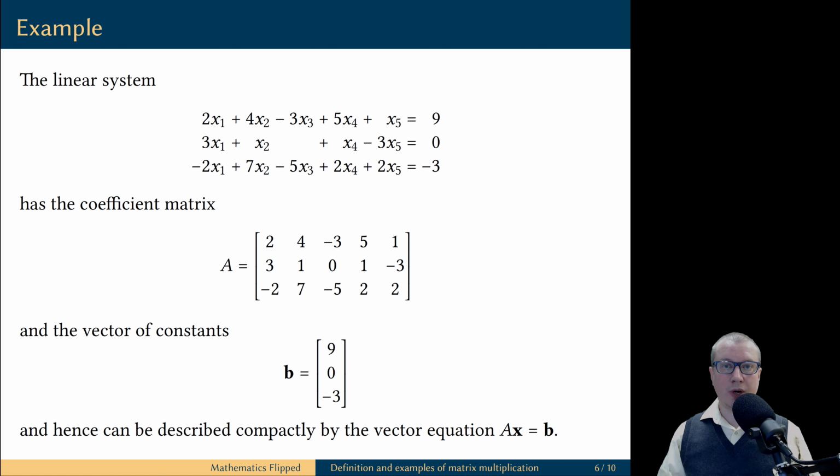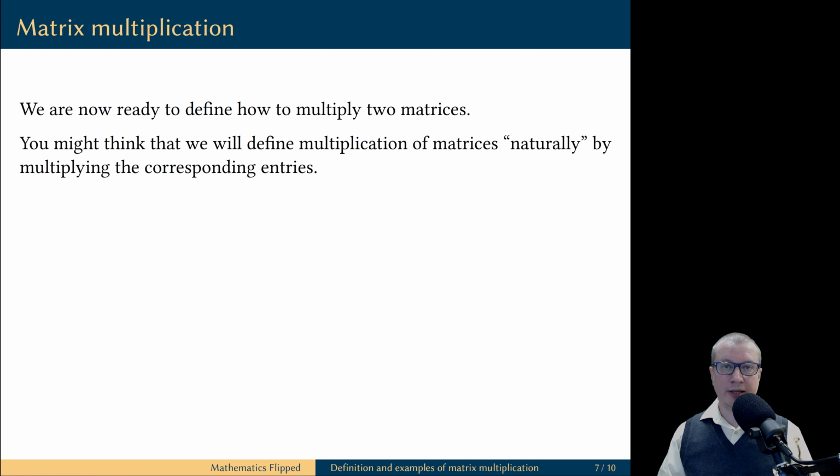Solutions to this vector equation are the same as solutions to the original linear system. Now we are finally ready for the main definition of this lesson, the definition of the matrix multiplication. So far, all operations we defined were fairly natural. We add vectors and matrices component-wise. We scale vectors and matrices by scaling every component by the same scalar.